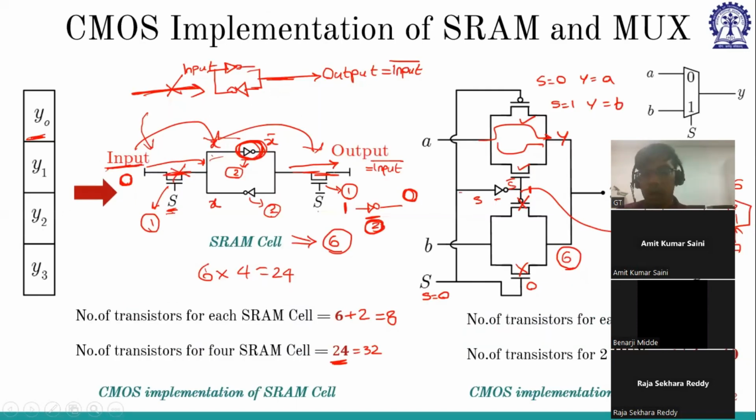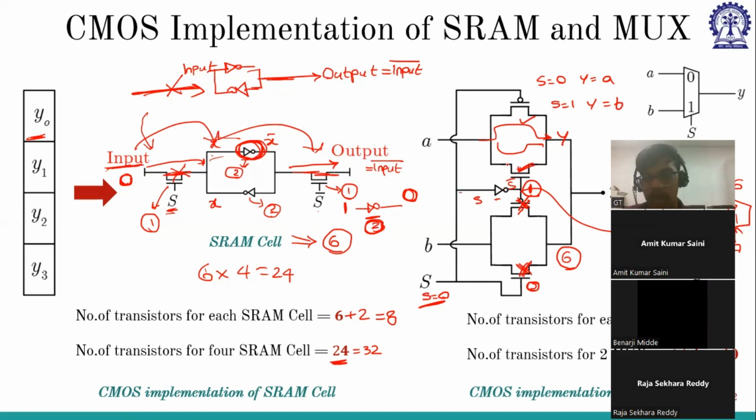Yes. So consider S equals 0. Here the value will be 0, right? And NMOS will be off when S is 0. And again, we have an inverter here, so the value here will be 1. This is PMOS, and PMOS will not work when the voltage is high. PMOS will work when the voltage is low. So both these transistors will not work.